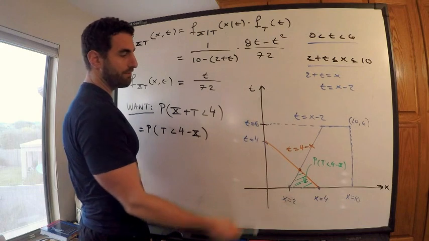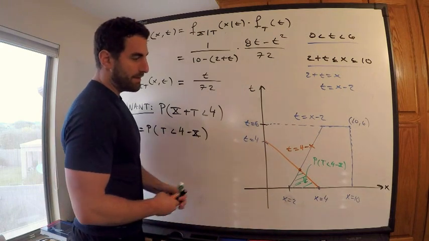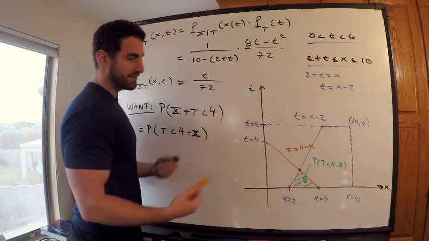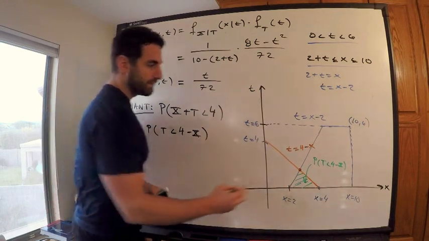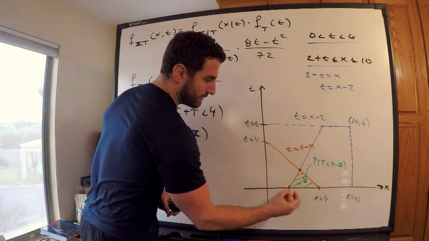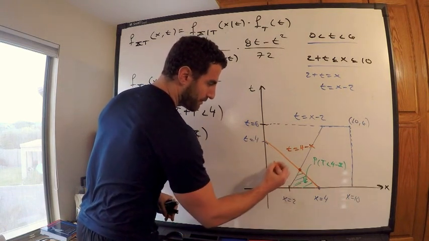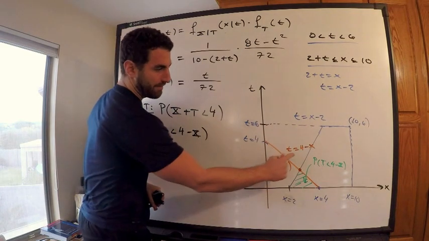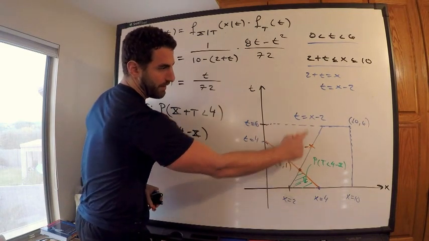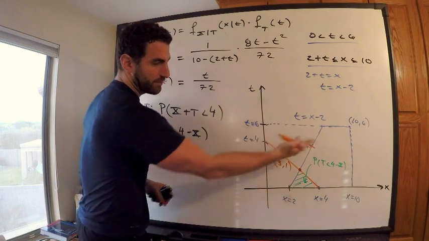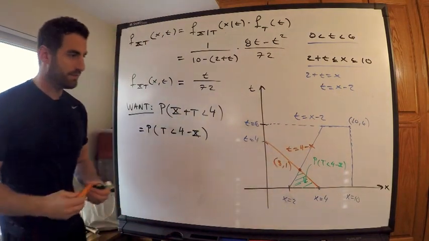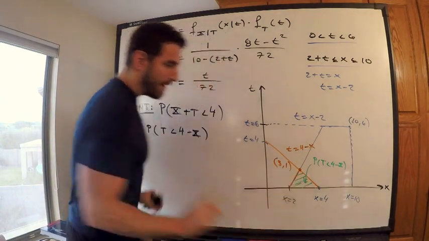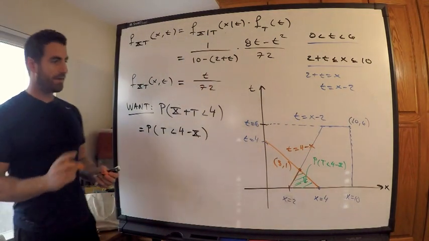How do you find this point of intersection? I have two lines, t equals x minus 2 and t equals 4 minus x. Just set them equal to each other, right? Convince yourself that this point right here is the ordered pair (3, 1). If I plug in x equals 3, t is 1, and I plug in x equals 3, t is 1. Just solve that system of equations. Easy peasy. So this is what we want. We need this triangle. Now I have everything.